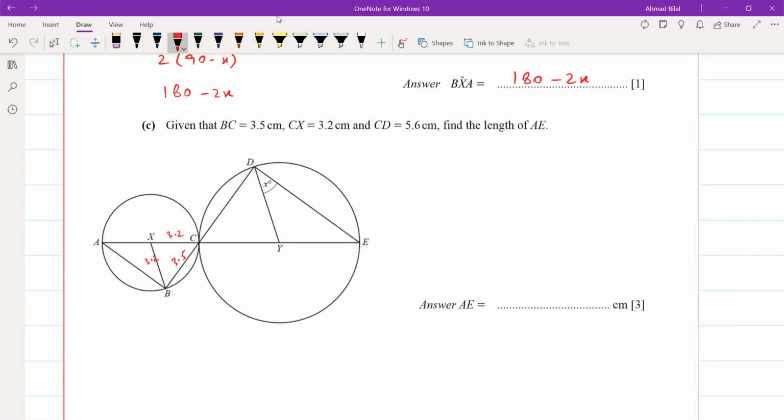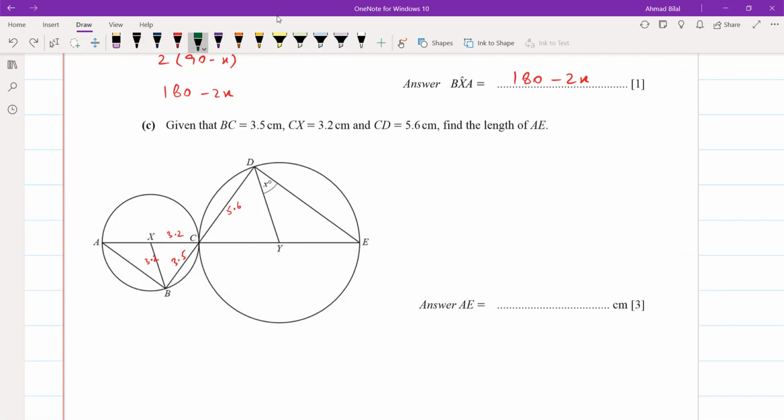Right? So given this, CD is 5.6. Find the length of AE. We need to figure out the total length AE, from A to E. Okay? So how do we do that?